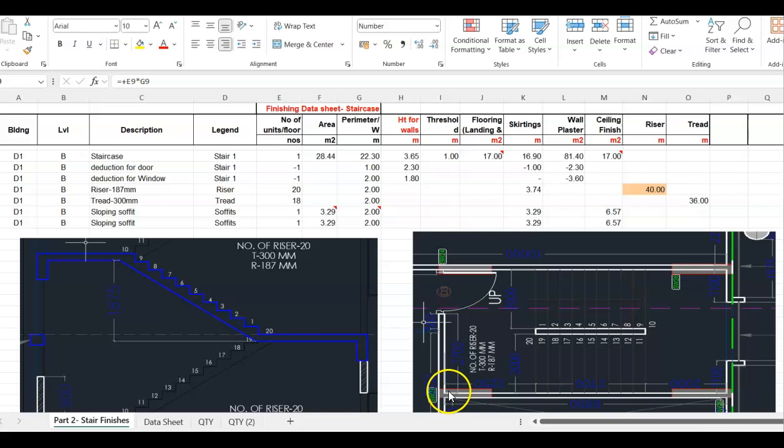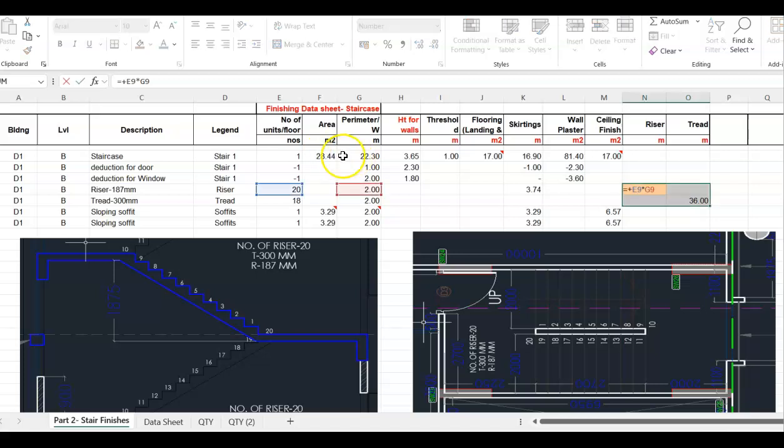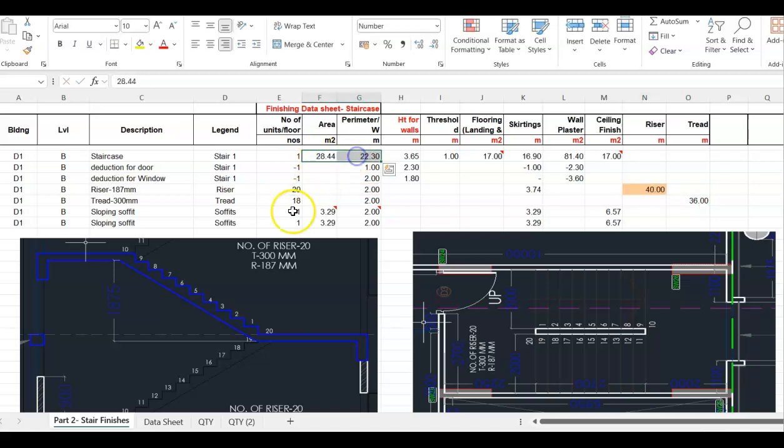Start with the first mark polyline to this plan area of the staircase. Take area and perimeter. Then any deduction. Here is one door and window.